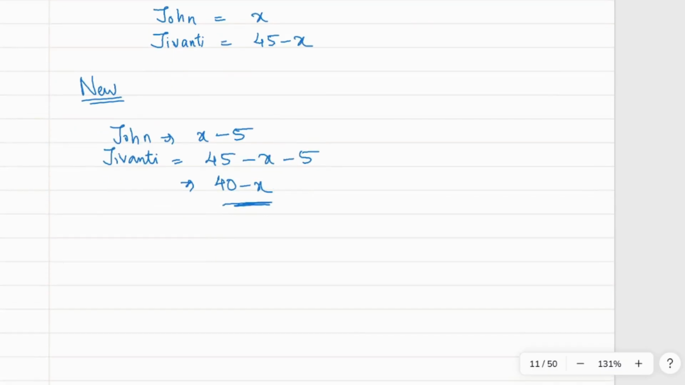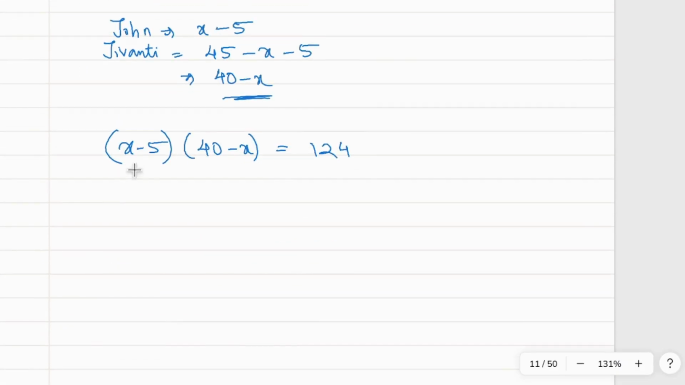That means the newly formed marbles of John is x minus 5, and the new marbles Jivandi has is 40 minus x in their hand. And when multiplied, we will get the value 124. Okay, now what can we do? This is of the form (a plus b) into (c plus d), which is equal to a into (c plus d) plus b into (c plus d).